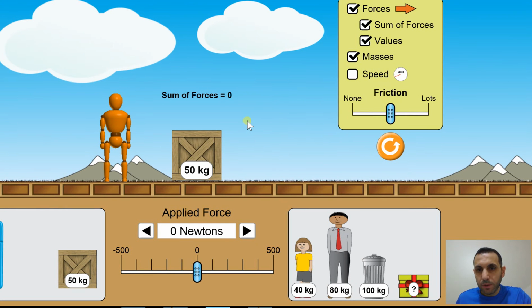Here with another video. In this video we are going to study the difference between static friction and kinetic friction, as well as the factors which affect the force of friction.